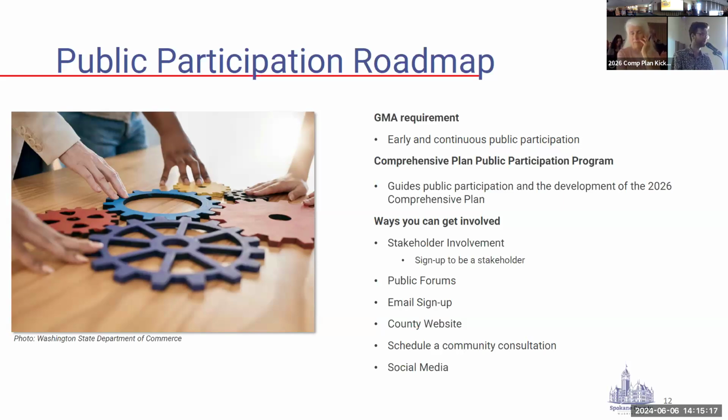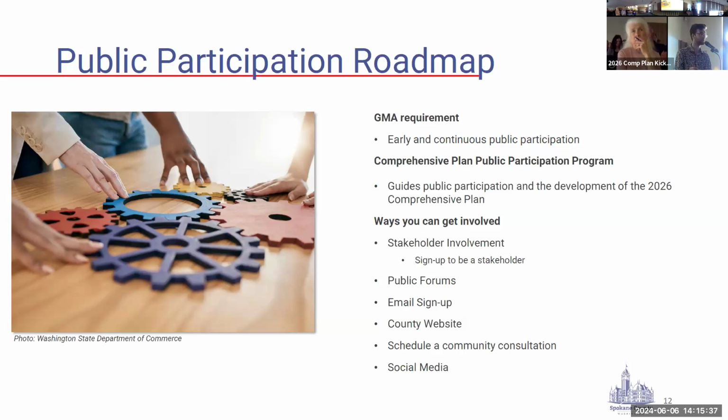Lastly, if you'd like a more personal meeting with us, you can schedule a community consultation. If you can get a few groups together, we'll make sure that we can meet and we can answer any questions that you may have regarding comprehensive planning for the 2026 periodic update.